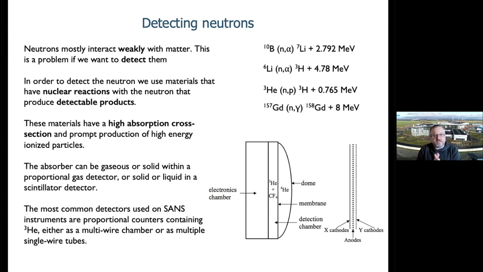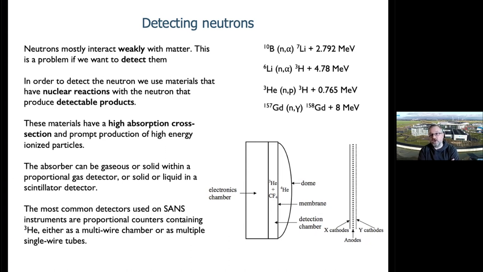The most common detectors used on SANS are actually proportional counters containing helium-3. Here is how this happens: the neutron interacts with the helium and produces charged particles. These ionize the gas mixture and produce a cascade of charge, which can then be detected on a series of wires, or a single wire in the case of a tube detector.